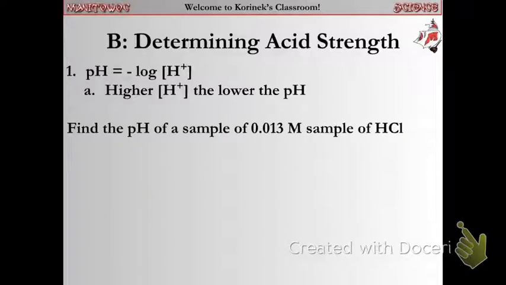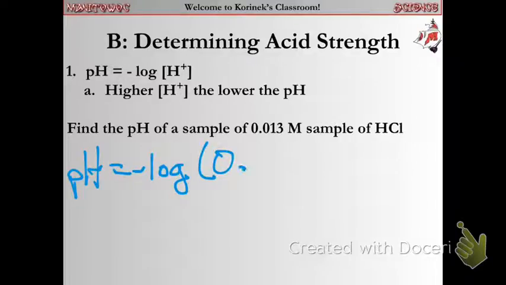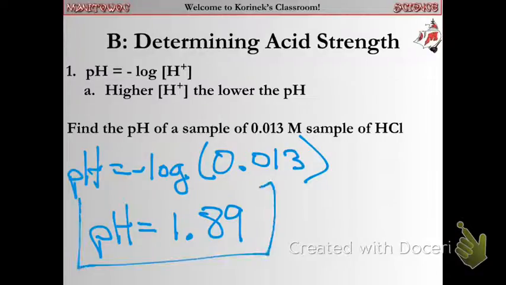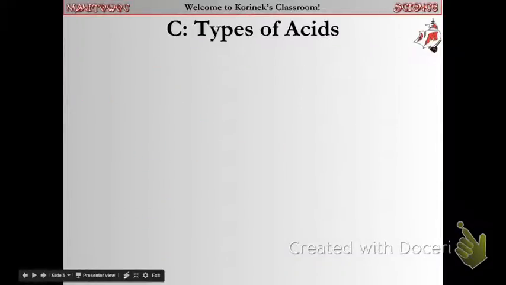So if I plug that into my equation, I get pH equals the negative log, and you'll have to find the log button on your calculator. This is log base 10, by the way. Negative log of 0.013, and if you do that appropriately, the pH of this particular sample should come out to be 1.89. Okay? So it'd be acidic. It's less than 7, so it's certainly acidic. All right, so let's go on to the next one.